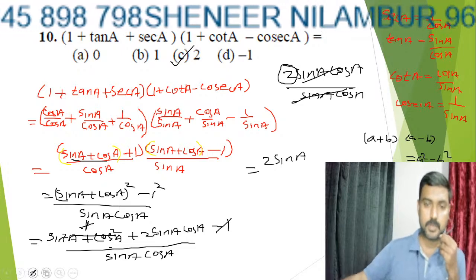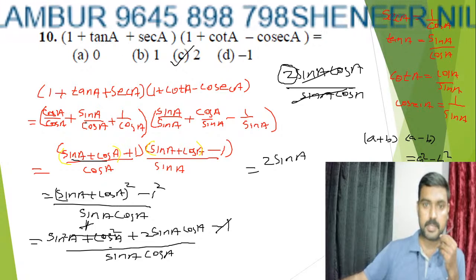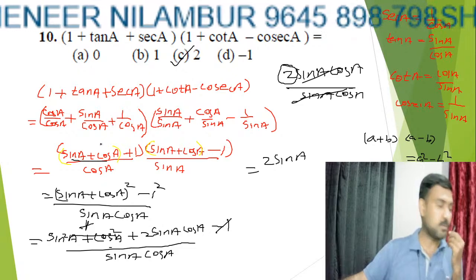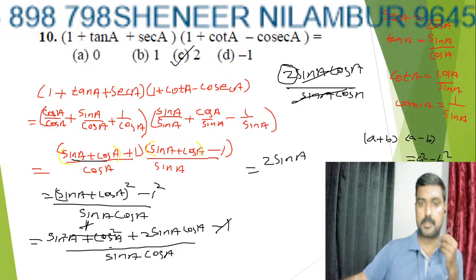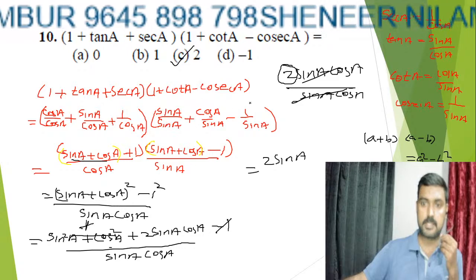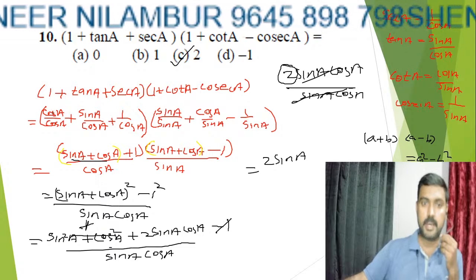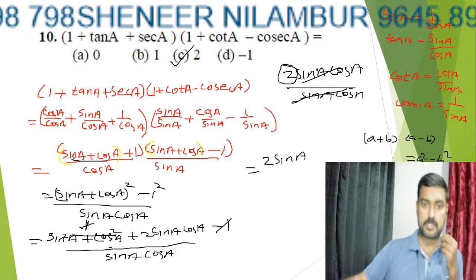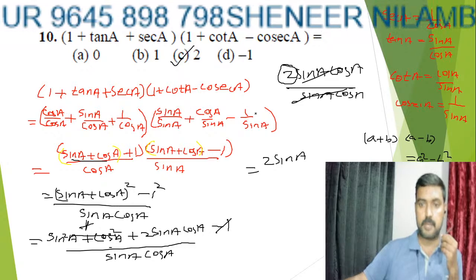So my dear students, once again I will explain that this first part 1 plus tan A plus sec A, we written that 1 is written cos A by cos A. Tan we written sin A by cos A. And sec we written 1 by cos A. Yes, Vivek got the right answer. Similarly, the second bracket we written sin A by sin A, cos A by sin A, 1 by sin A. So we get the first bracket common denominator cos A, and the denominators are sin A plus cos A plus 1. The second bracket sin A plus cos A minus 1.